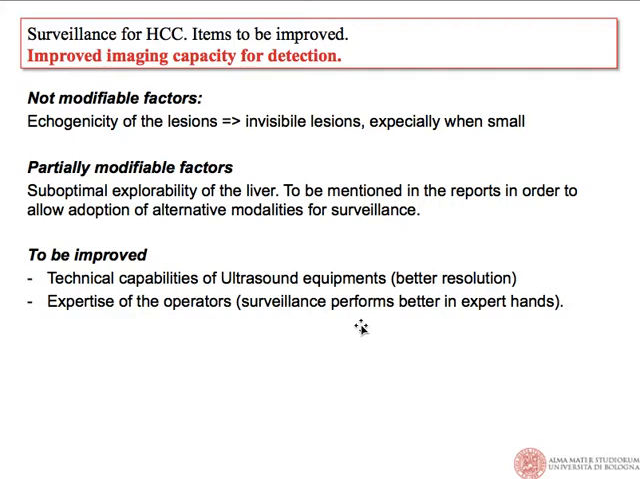Therefore, considering ultrasonography as the surveillance tool, what are the limitations of this technique? Some are related to non-modifiable factors. For instance, lesions which are isoechoic will remain invisible, especially when small. Some are partially modifiable, and these are related, on one side, to the suboptimal explorability that may be improved partially by using better equipment and by resorting to more experienced operators, and this is also what the guidelines recommend: to deliver surveillance by examinations performed by skilled personnel, but even simply reporting cases where the explorability is suboptimal so that the physician in charge can require MRI or alternative techniques in case of suboptimal explorability.